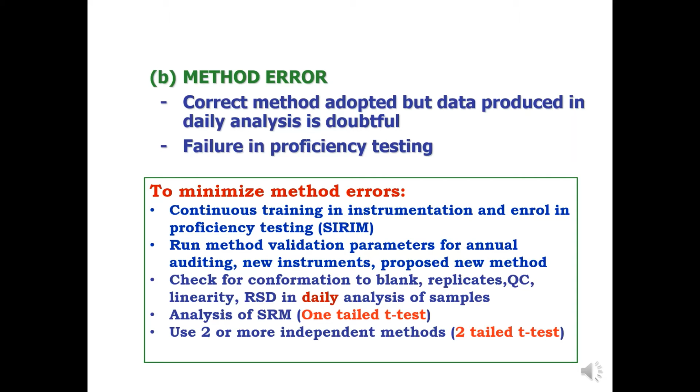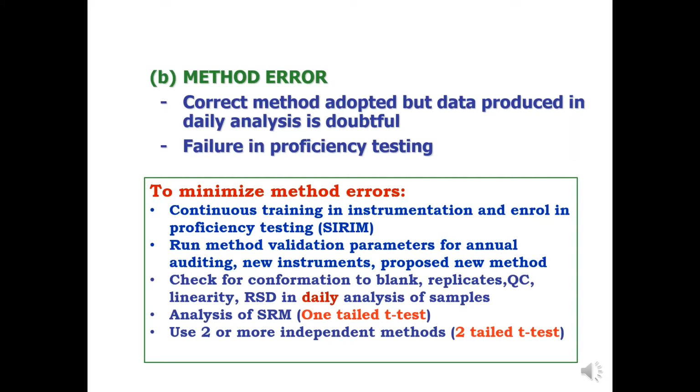So there is some doubt in the data being produced. That's the reason why, when we are involved in proficiency testing at the national level, we confirm that we have trained the staff, calibrated our instruments, used the correct method, and that all the data are very good. So to dismiss all doubts from anyone doubtful about the data being produced, that's what we did to minimize the method error.